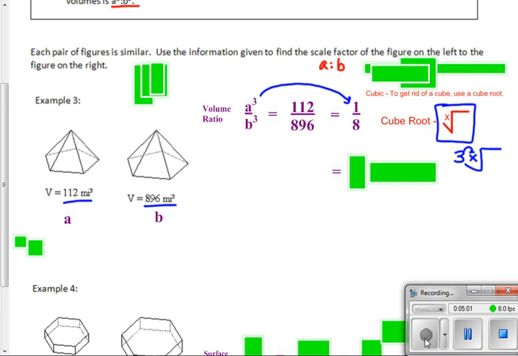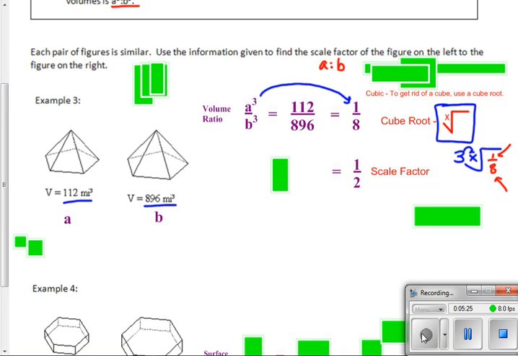Reminder, what a cube root is basically saying: what number times what number times what number would give you that number. So I would break things down. This is really the cube root of 1/8. The cube root of 1 is going to be 1. The cube root of 8 is going to be 2, because 2 times 2 times 2 would give us 8. So the cube root there, after we work through it, we would get 1/2. And 1/2 would be our scale factor. Okay, 1 to 2 for basically side measurement.